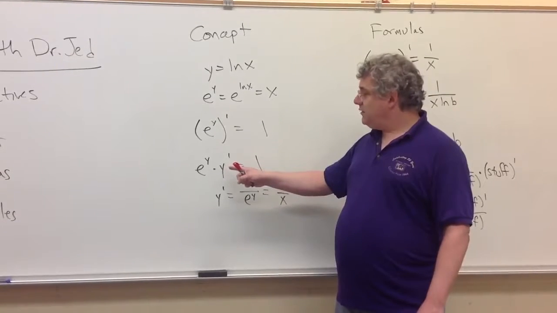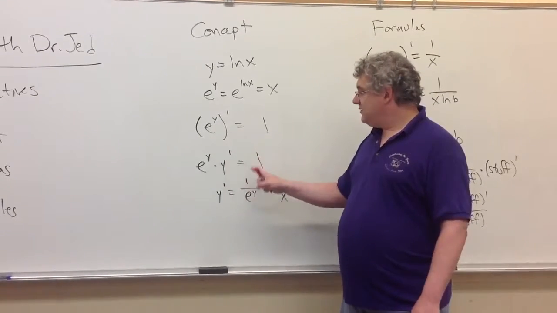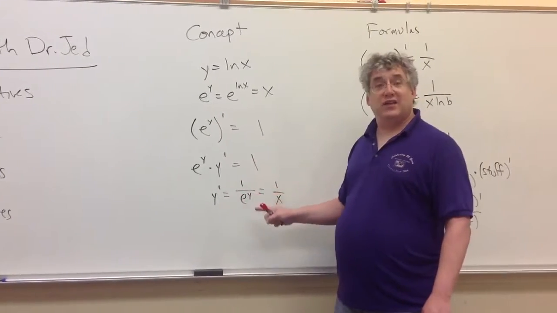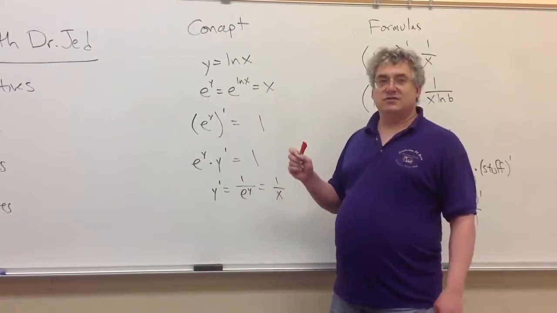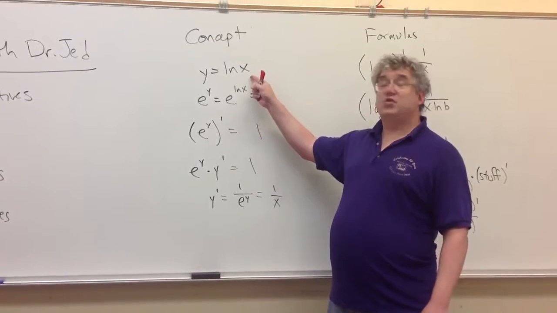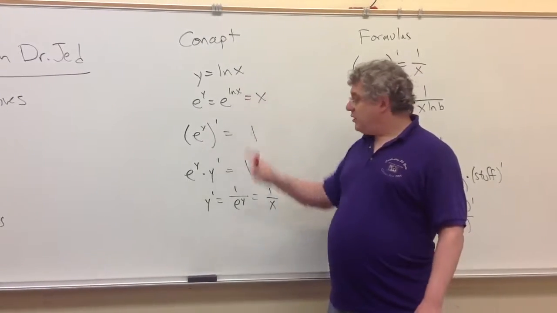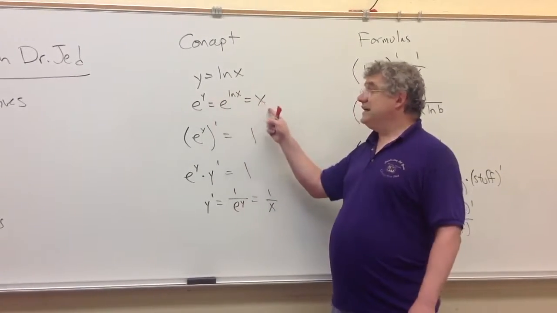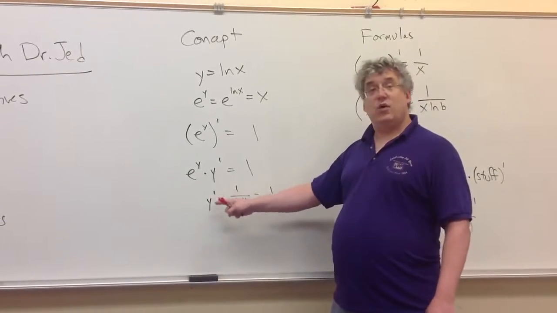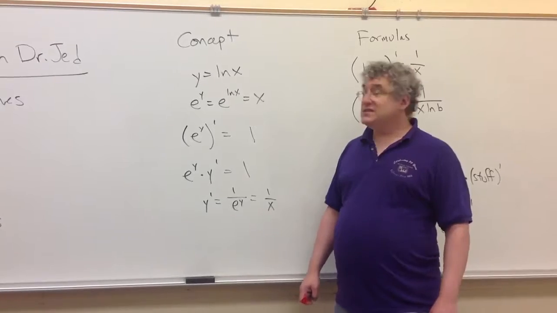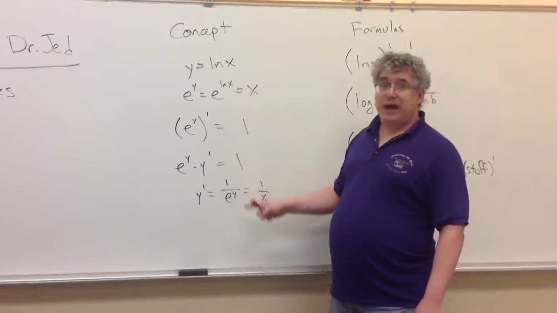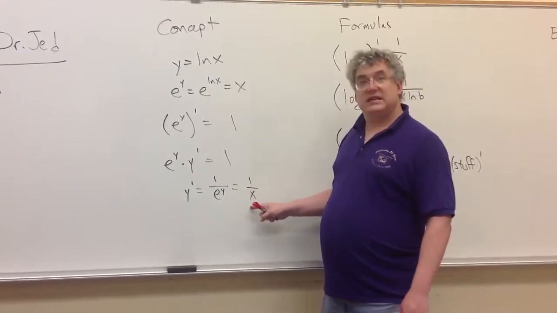Now, what do we do here? We want the y prime, so we just divide. y prime is just 1 over e to the y. That would be enough if we wanted to answer in terms of y, but we don't. We want the derivative in terms of x. But we know that e to the y is x. Hence we get y prime is just 1 over x. Hopefully you can see this is really not that bad, and the formula is very, very simple.